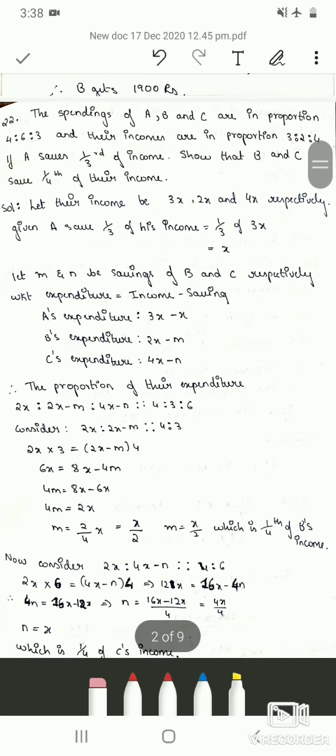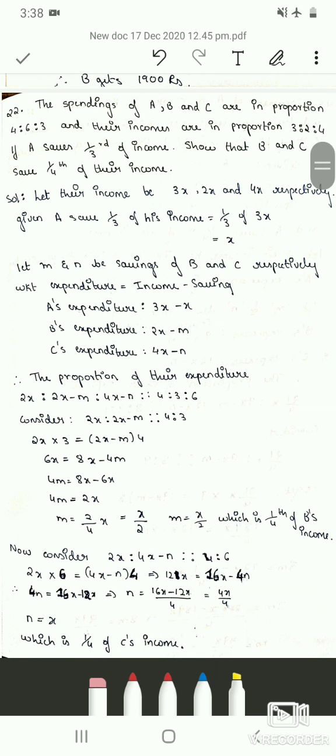So they have given the income of A, B and C, which are in proportion 3:2:4. So now let us take their incomes as 3x, 2x and 4x respectively. Also they have given that A saves 1/3 of his income. So 1/3 of his income is nothing but 1/3 of 3x. So 3x is income of A. When you simplify, this 3 and this 3 will get cancelled. So therefore 1/3 of A's income is nothing but x.